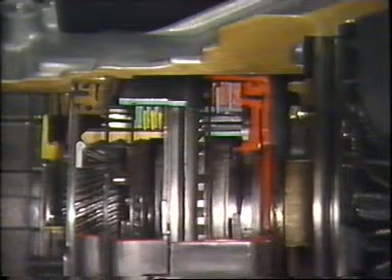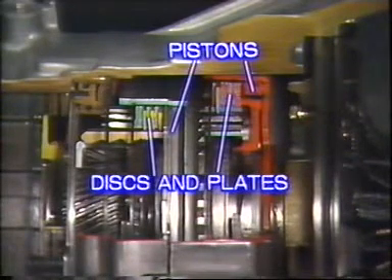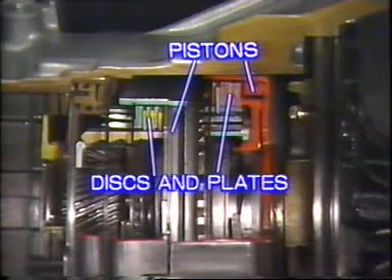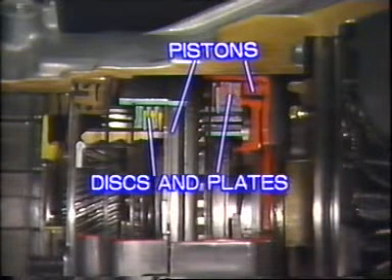Each clutch consists of several discs and plates, and a piston and cylinder. The clutch plates rotate together with the input shaft as a unit, while the clutch discs are engaged with one member of the planetary gear set. Now, what actuates the clutch? This is done by hydraulic pressure.